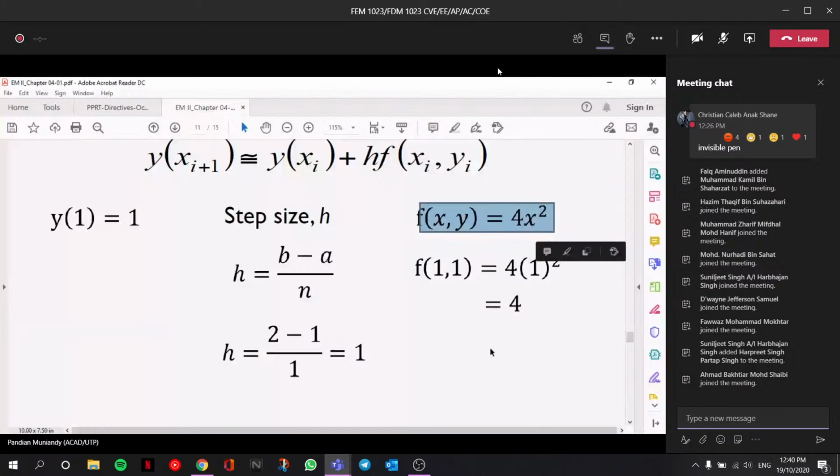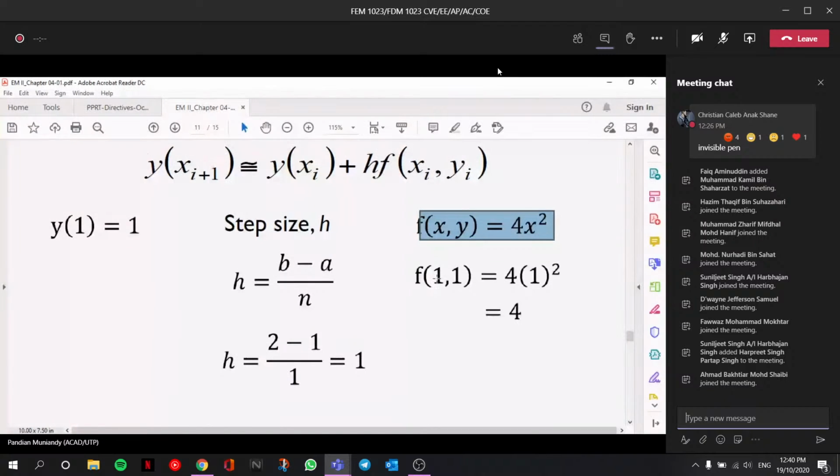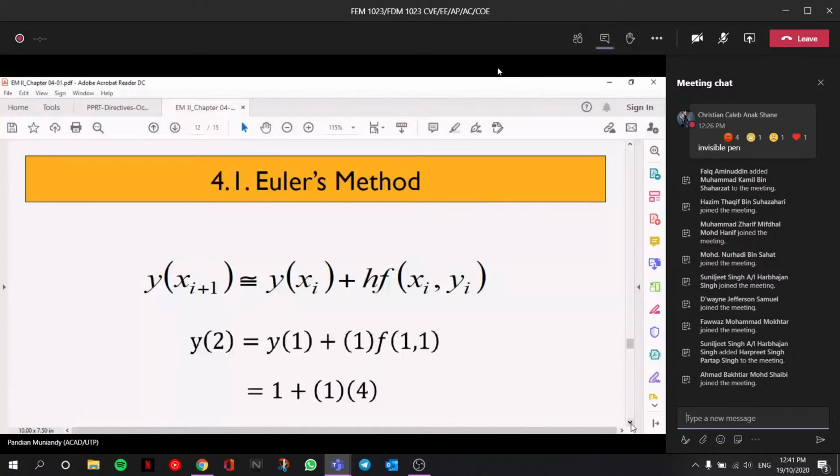The reason is this value will change. This one is the initial x0, initial y0. So when x0 is 1, y0 is 1, the right-hand side is 4x squared. So 4 multiply 1 squared is 4. So this is the value you have to substitute inside here. H already, F. So h, 1, f(1,1) is 4. So you have to write step by step, because otherwise we do not know how you calculated the value.